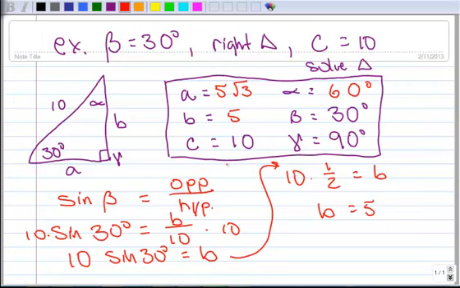Alright, so there's an example of using your trig formulas to solve a right triangle. It's solved when you've got all three sides and all three angles.